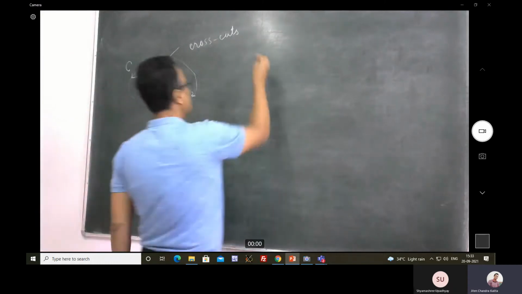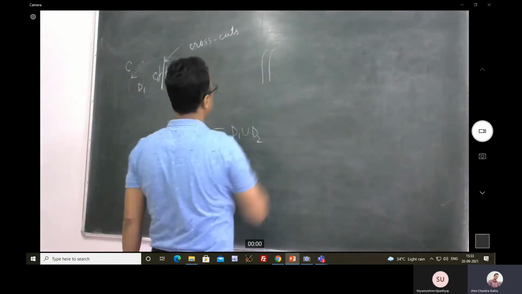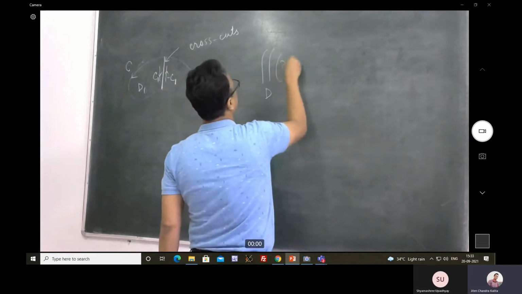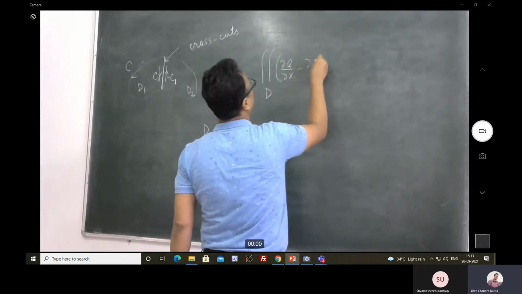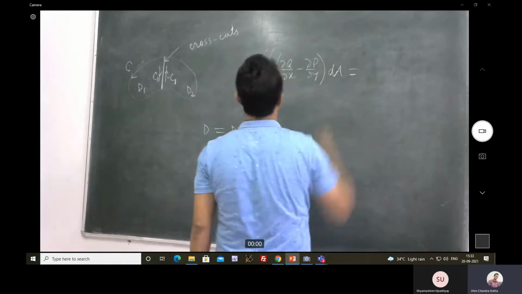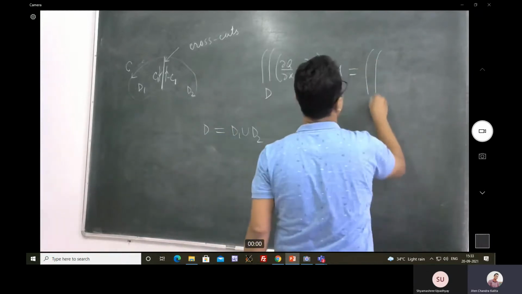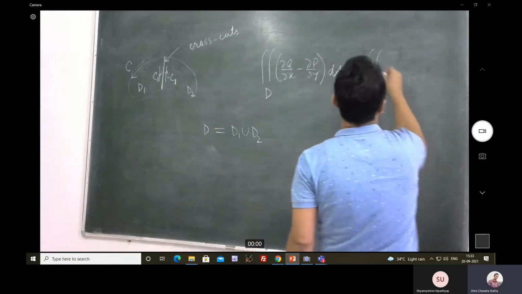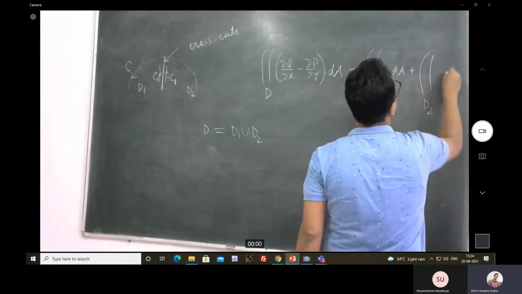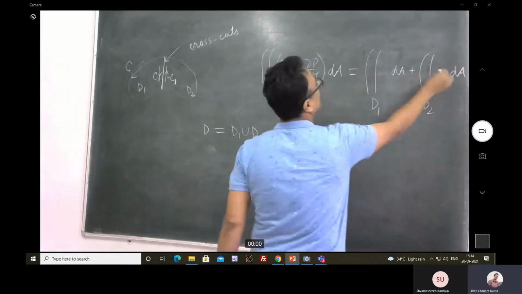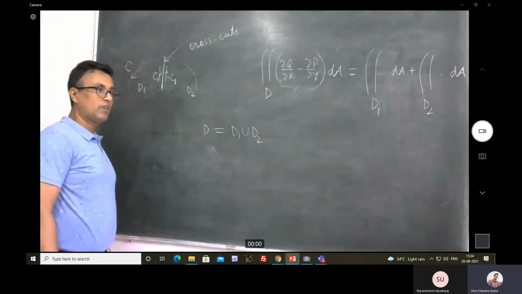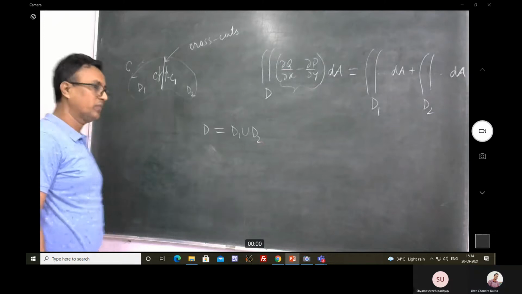Now if we use the property of multiple integrals, then obviously the double integral over D is simply going to be the integral over D1 plus the integral over D2. Is it okay? Fine.